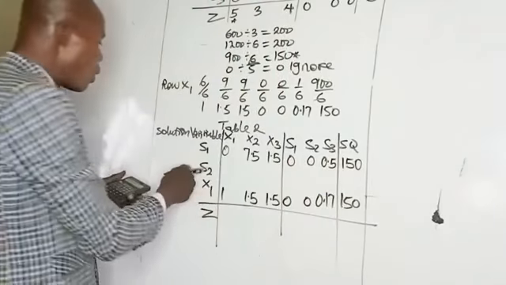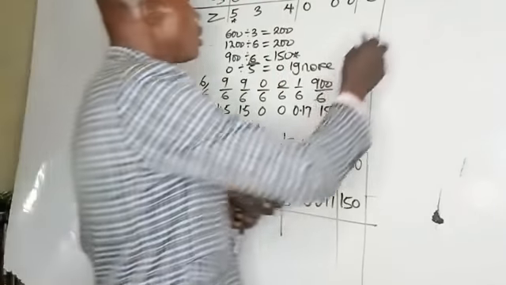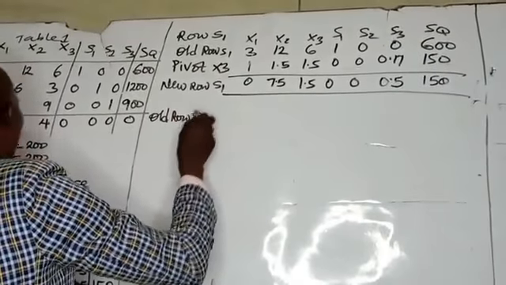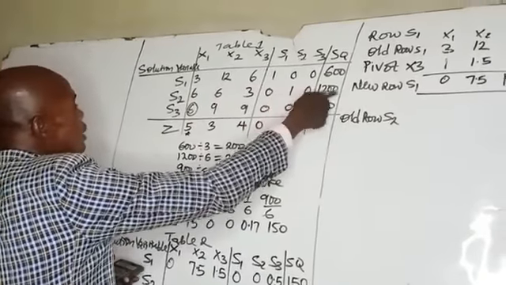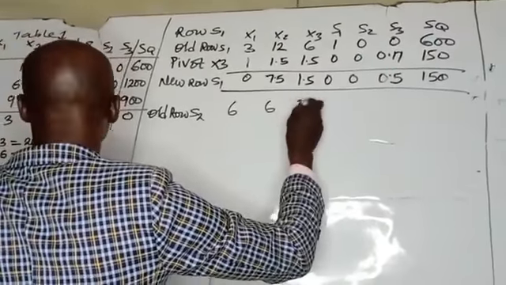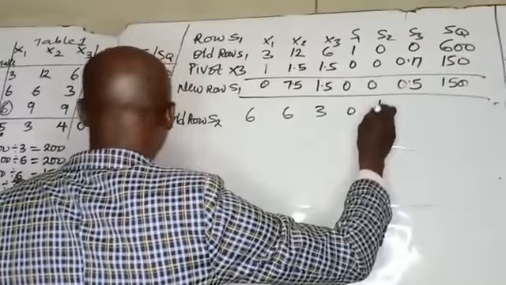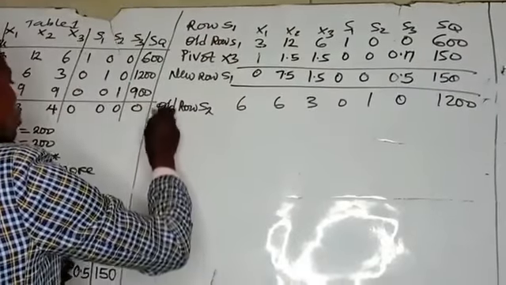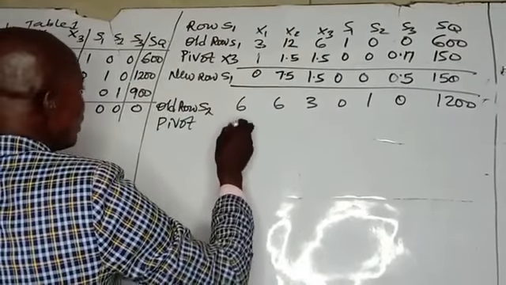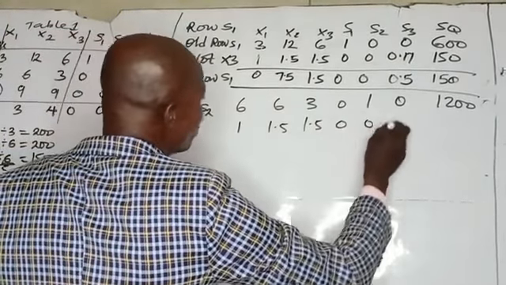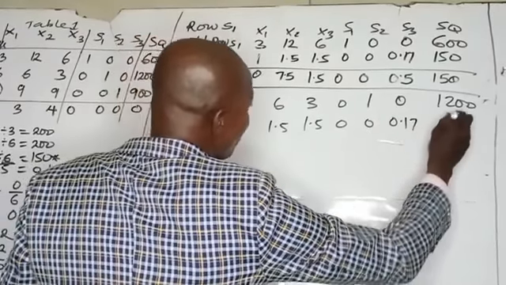Then let's have the new row S2. We have old row S2. What do we have in row S2 before? 6, 6, 3, 0, 1, 0, 1,200. Our pivot row is 1, 1.5, 1.5, 0, 0, 0.17, and 150.